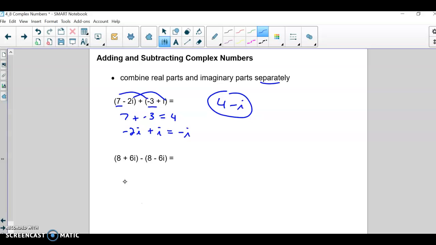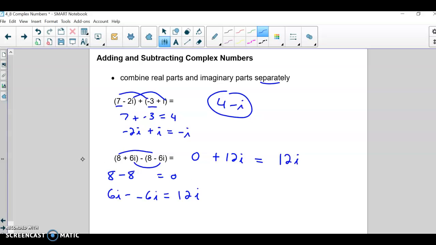All right, with subtraction, same thing. Just be careful. I have to do 8 minus 8. Those are the real parts. And then the imaginary parts, I've got to do 6i minus negative 6i. Okay, so as you might expect, this becomes a plus down here. It becomes plus 6i, so 12i, and then this is just 0. So our answer here would be 0 plus 12i, and oftentimes they're not going to even write the 0 part. They're just going to write it as 12i.